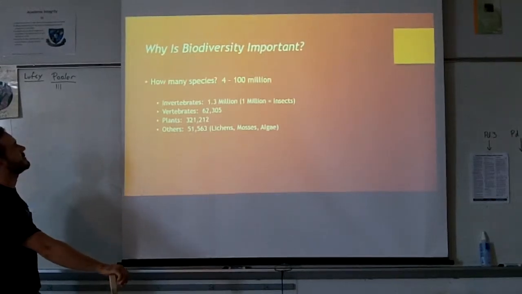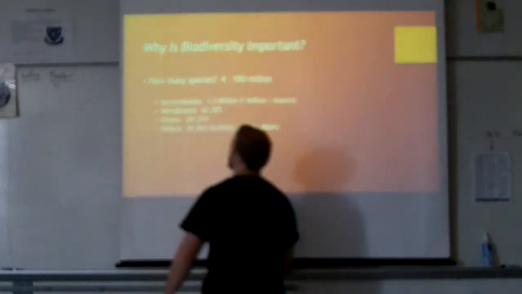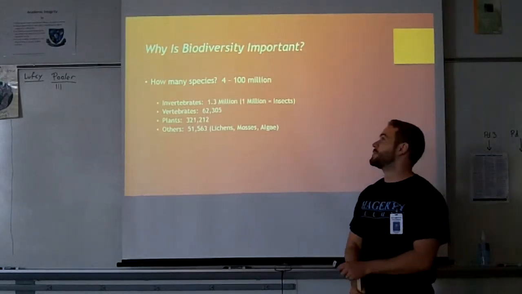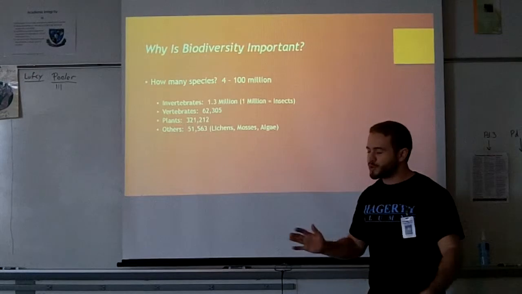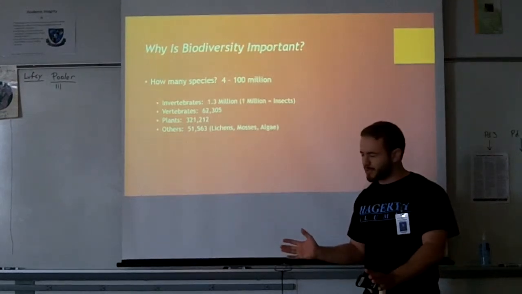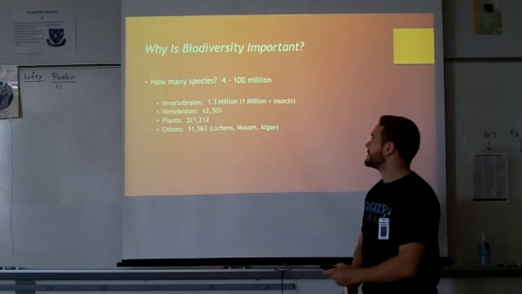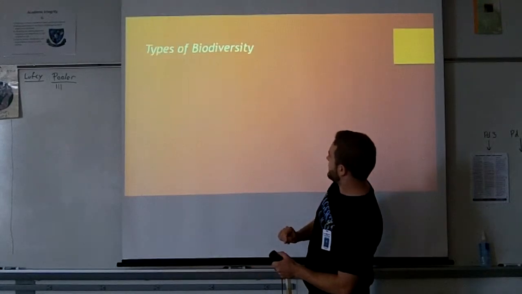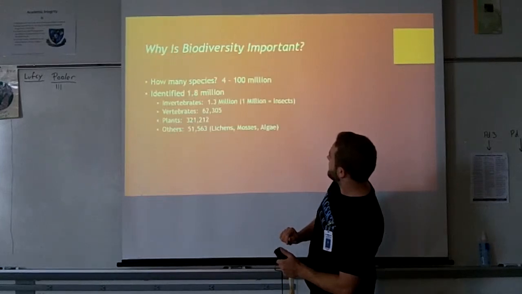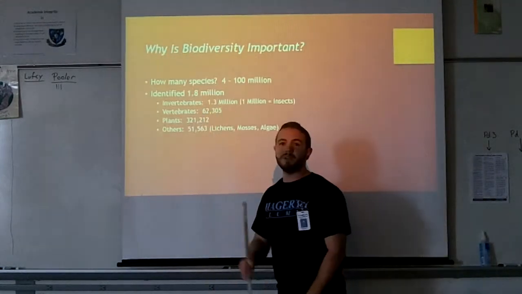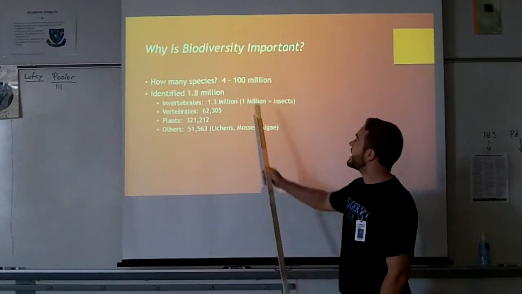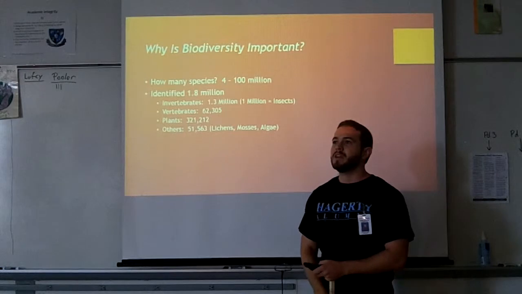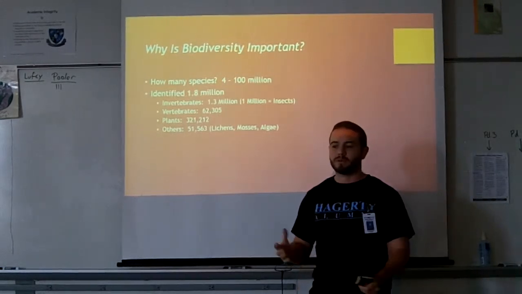Okay, so why is biodiversity important? Well, we have estimated that there are somewhere between 4 and 100 million different species on the planet, which is a huge variation, right? 96 million species are up for grabs, maybe. So since we've discovered or identified 1.8 million species, either we're almost halfway or we're very, very far away. And it's hard to tell because we still have a lot of our worlds to explore.